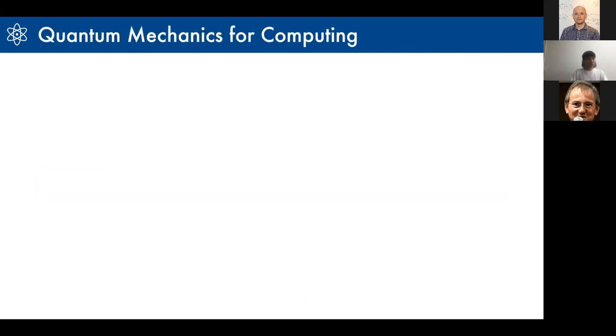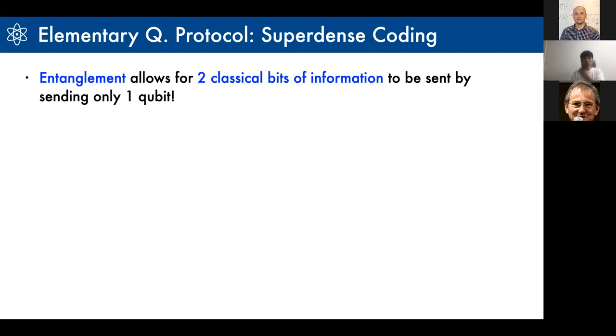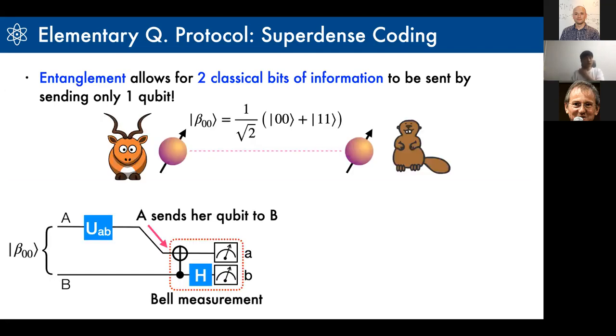Okay, I see there are a few questions, so maybe I'll stop and try to answer them. The first question is, what information has been sent by the antelope? I think the question was referring to superdense coding, probably. It's just any two, so here it was just two classical bits of information. She wants to send 00, 01, 10, or 11. So there are four possibilities, right?